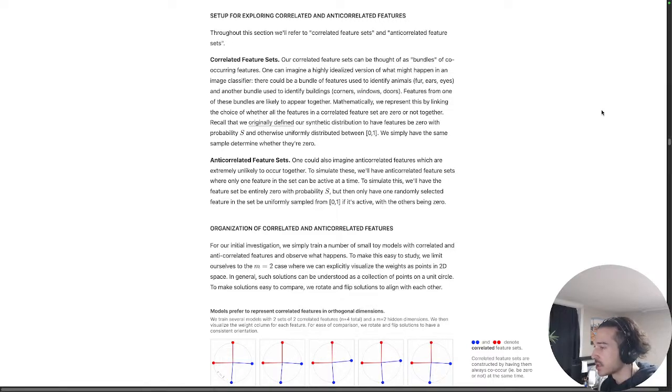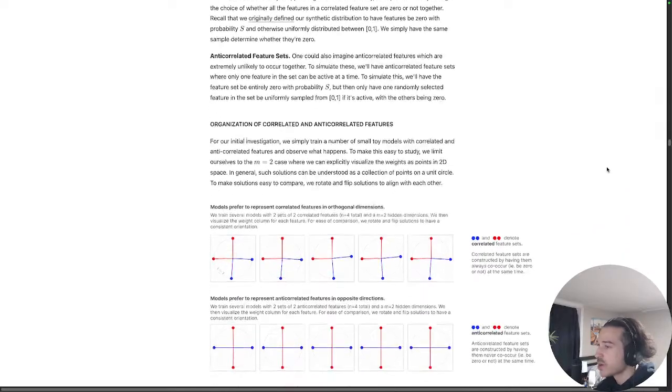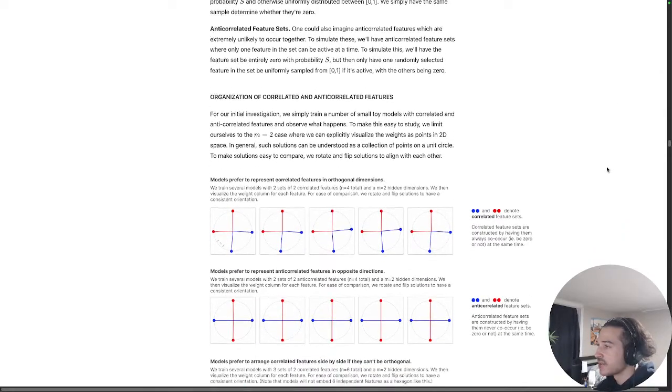Anti-correlated feature sets. One could also imagine anti-correlated features, which are extremely unlikely to occur together. To simulate these, we'll have anti-correlated feature sets where only one feature in the set can be active at a time. To simulate this, we'll have the feature set be entirely zero with probability S, but then only have one randomly selected feature in the set be uniformly sampled from 0 to 1, if it's active, with the others being 0.